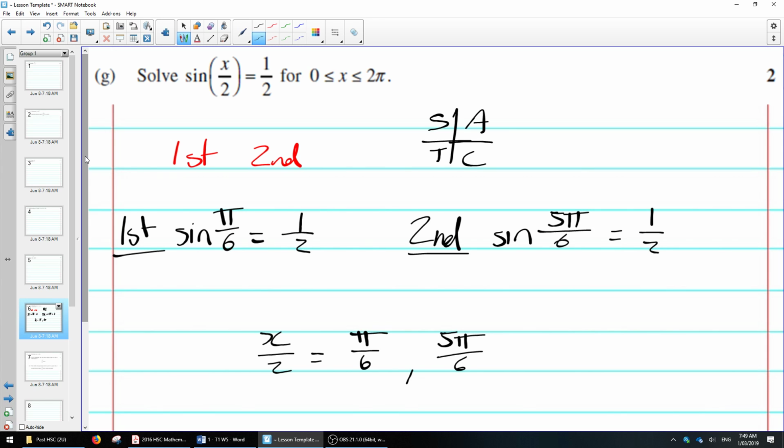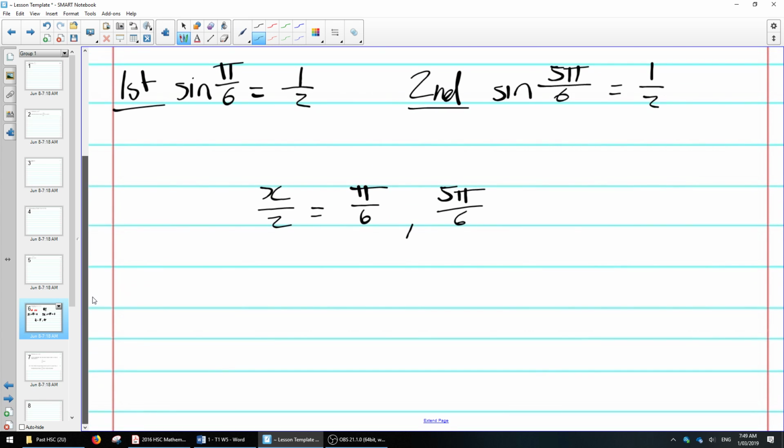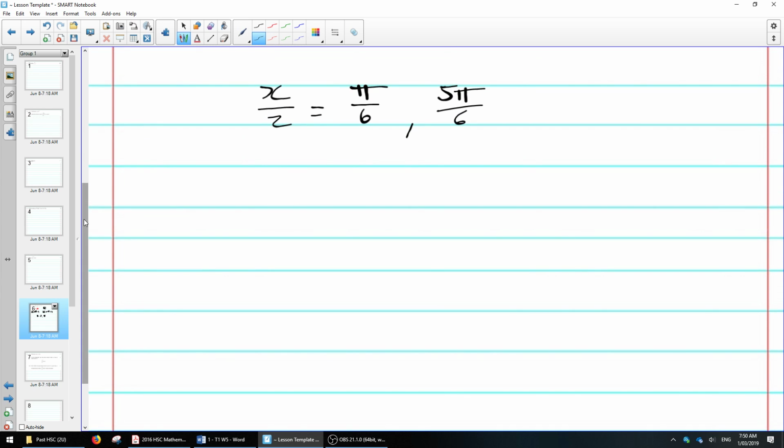But now this is saying x over 2, so I'm also going to need to do one last thing at the end to get rid of that 2. So how am I going to get rid of that 2? Multiply. So that means x is going to be 2 pi over 6, which is pi over 3. Yeah, I'll just write it as 2 pi over 6 first, and 10 pi over 6, which also, if we simplify it, is pi over 3 and 5 pi over 3.